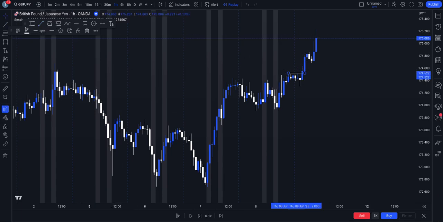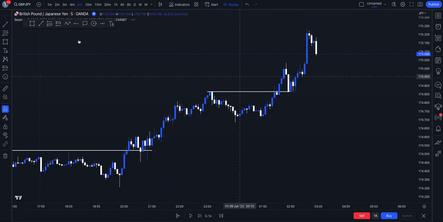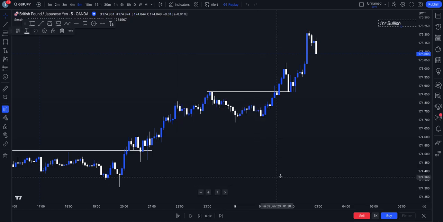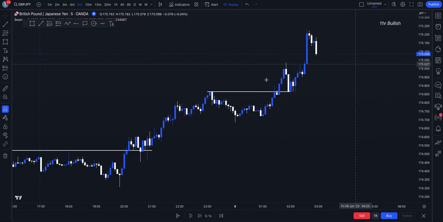And then, as I said before, what's your most recent break? Your most recent break, once again, is to the upside. So in this scenario, I would be looking for buys. So as I go down into the lower time frames, I remember 1 hour bullish, just like this. So 1 hour is bullish, so I know that in my top corner.